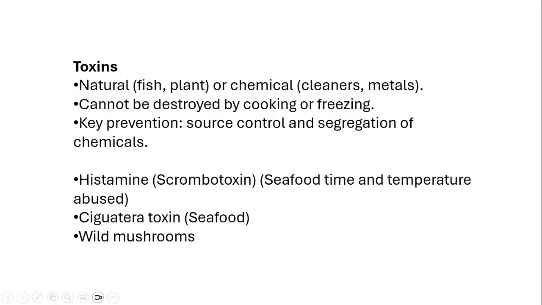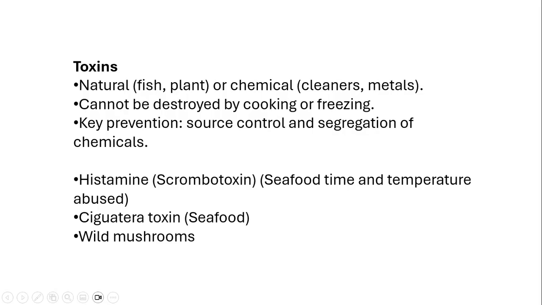So toxins in general. So we have some natural toxins that we find in fish and some plants. Chemicals like cleaners and metals that react especially to acids. They can't be destroyed by cooking or freezing. Toxins are toxins. They'll be there all the way through with that food item until someone consumes it or it's discarded. So key ways to prevent it: source and control and the segregation of chemicals, making sure that you don't have any chemicals nearby, and then always using approved, reputable suppliers.